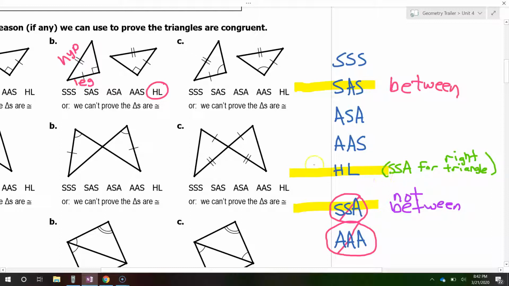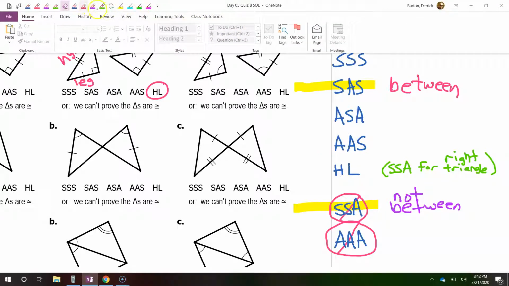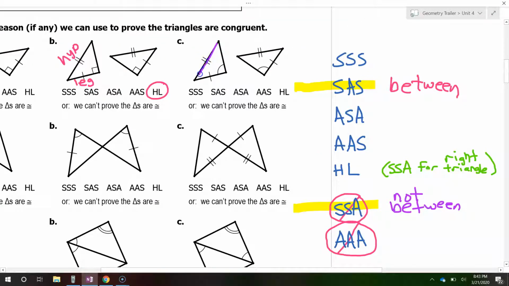All right, now, for part C, we have two sides and an angle. Are they right triangles? No, these are not right angles, so we can forget about hypotenuse leg. So now it comes down to, is the angle between the sides or not between the sides? Okay, well, the sides are here. That's one marked side, and here is another marked side. Here's where they meet, right here.